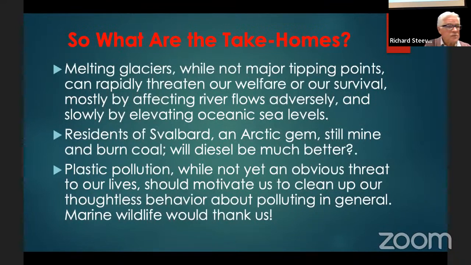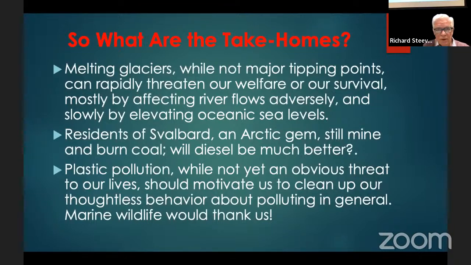And I wanted, rather than end this on this note, just to give you some take homes. So we've talked about three things here today. Melting glaciers, while not major tipping points, can rapidly threaten our welfare or survival, mostly by affecting river flows adversely and slowly elevating oceanic sea levels.